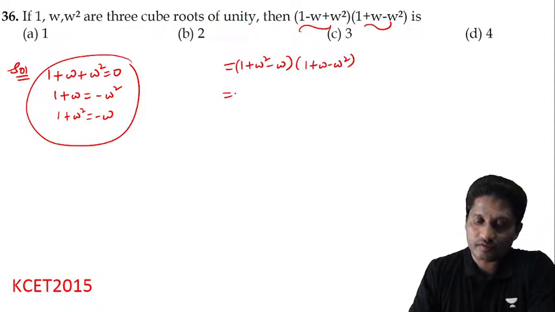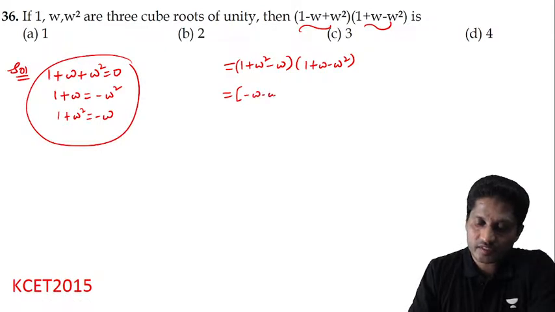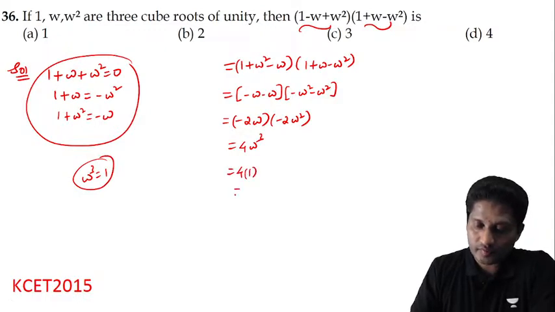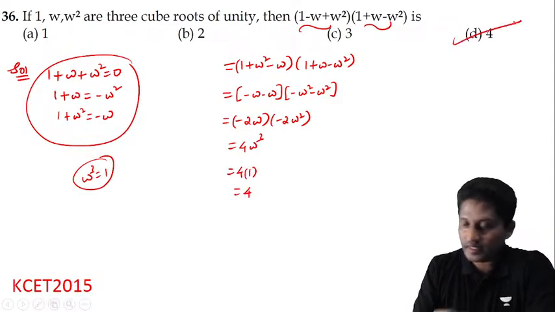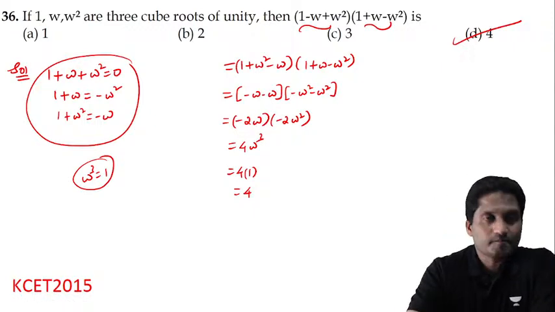So if I substitute the values, 1 plus omega square is minus omega. Again, this is minus omega. Now 1 plus omega is minus omega square, minus 2 omega minus 2 omega square, equal to 4 omega cube. Omega power multiple of 3 is 1. Omega cube is 1. 4 into omega cube is 4 into 1. I get the answer as 4. Let's move to the next question.